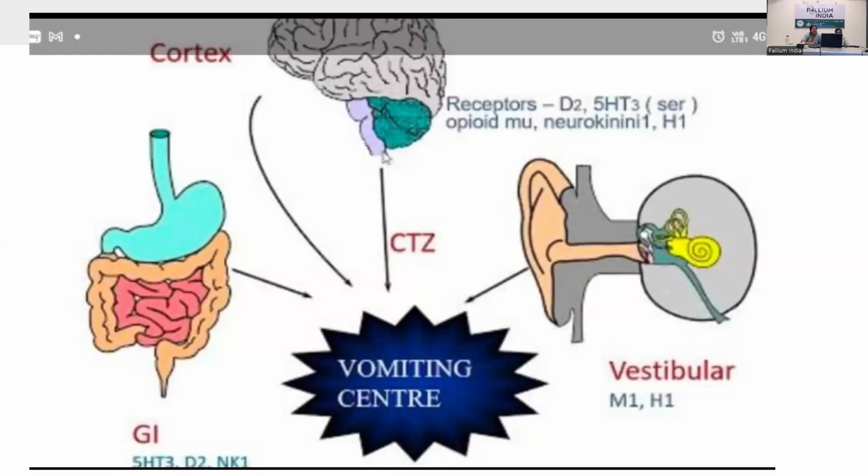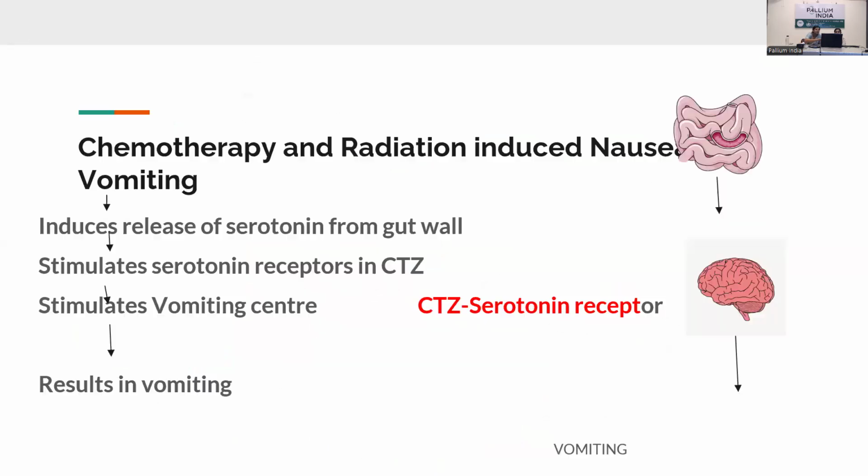In the GIT, when you take some chemotherapeutic drugs or some food, the GI system will send stimuli to the CTZ and from there to the vomiting center. In the cortex, sight, smell, all those things will send stimuli to the vomiting center and you get vomiting. So, in detail, starting with chemotherapy, how chemo patients get vomiting, that's what we are going to learn here.